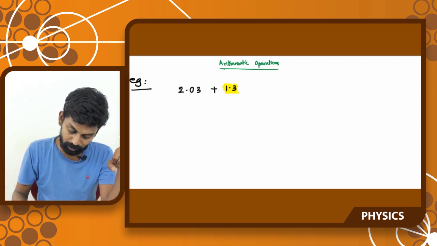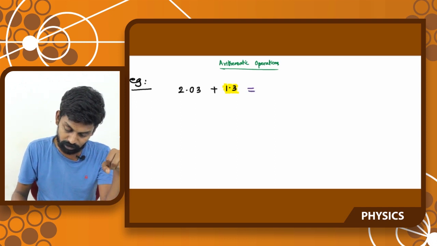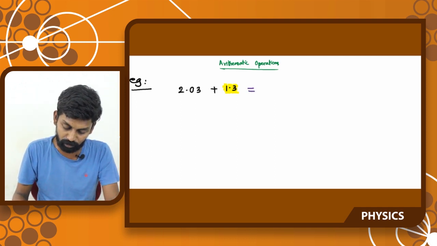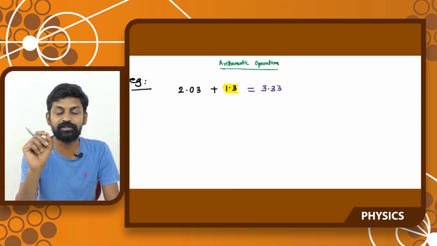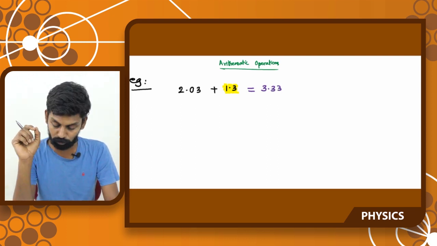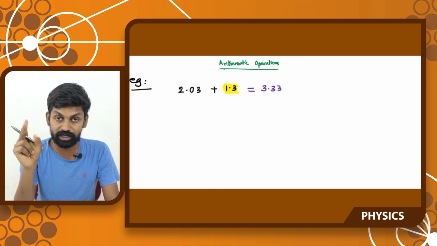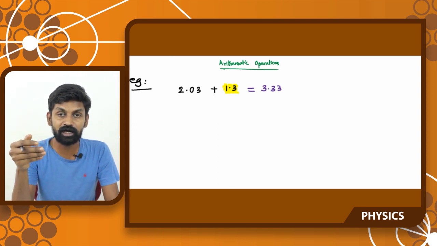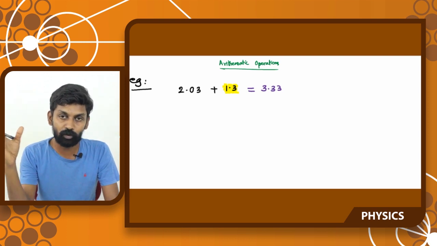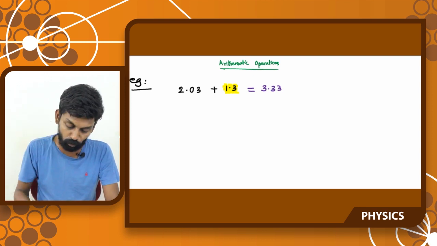By adding, first we get 2.03 plus 1.3 equal to 3.33. This 3.33 has 3 significant figures, but according to the rule it should have only 2 significant figures. So we have to start rounding off from the last number. The trailing number has to be rounded off. Now what are the rules for rounding off?